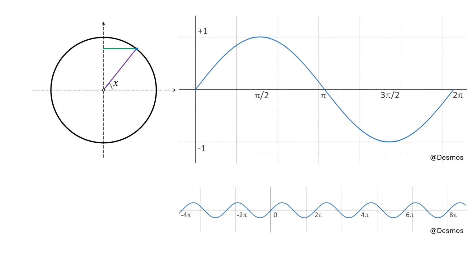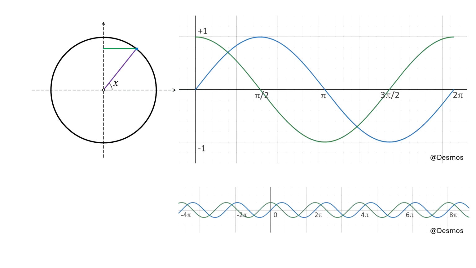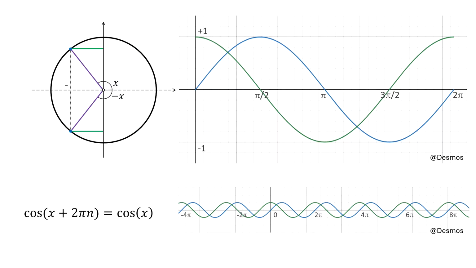What about the cosine? It also forms a wave, but starts at 1, drops to -1 at pi, and completes its cycle at 2 pi. Just like sine, it repeats every 2 pi, meaning that cosine of x plus 2 pi n equals cosine of x. Now look at its symmetry. Points on the right share the exact same cosine value as points on the left. Therefore, cosine of -x equals cosine of x. Functions with this property are called even functions.